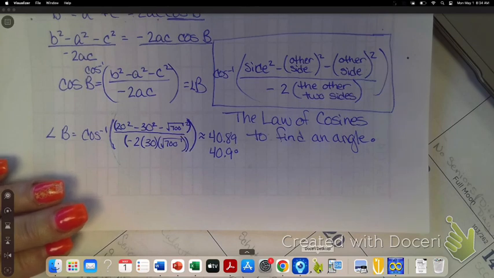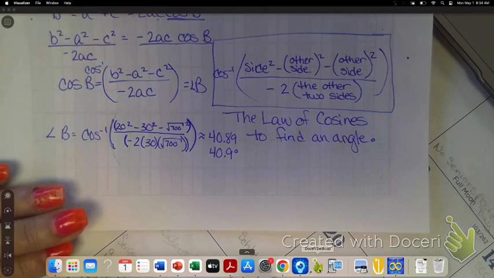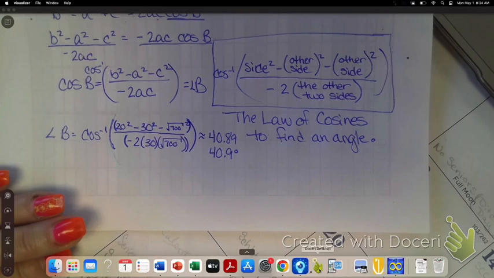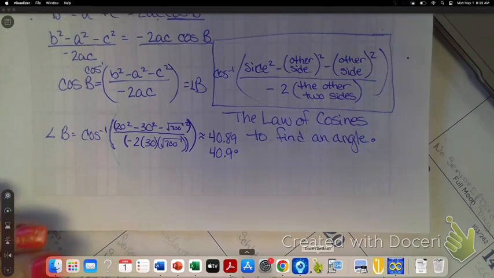Jaden, did you get 40.9? No, I'm struggling right now, Miss Smith. Okay. Cadence, did you get it? Savannah, did you get it? No, but I see what I did wrong. Okay. Matt, did you get it? No. You got it now. Bladen, did you get it? What'd you get? 40.9.